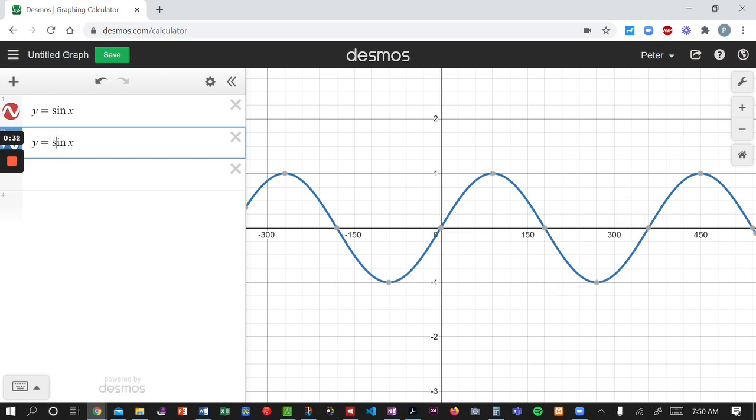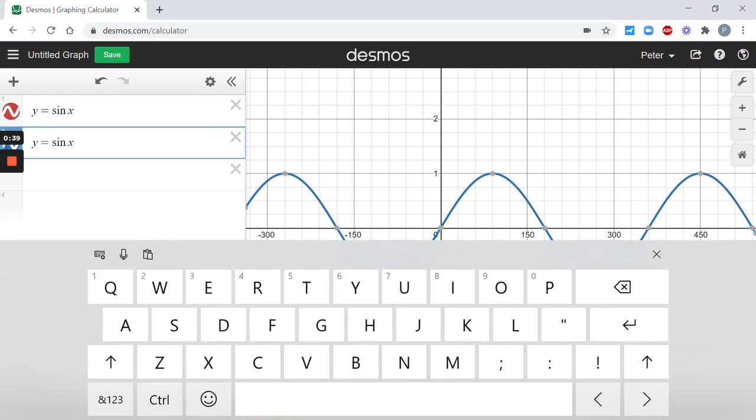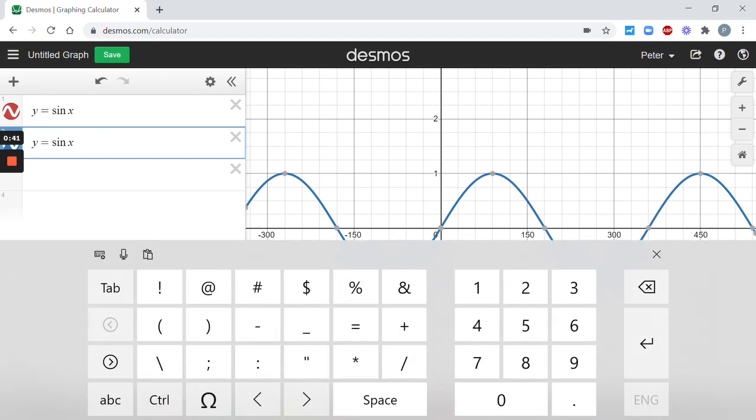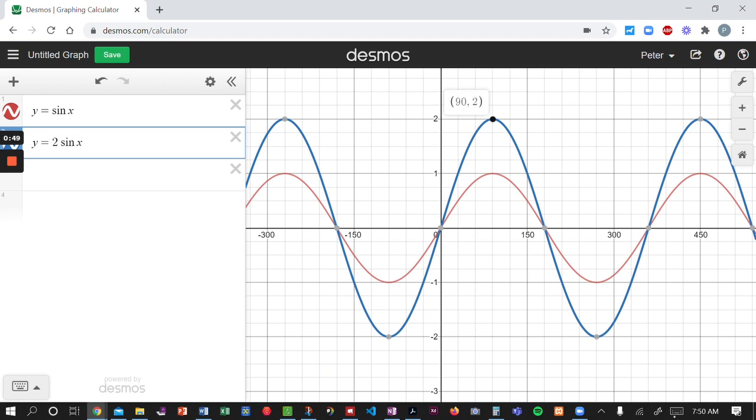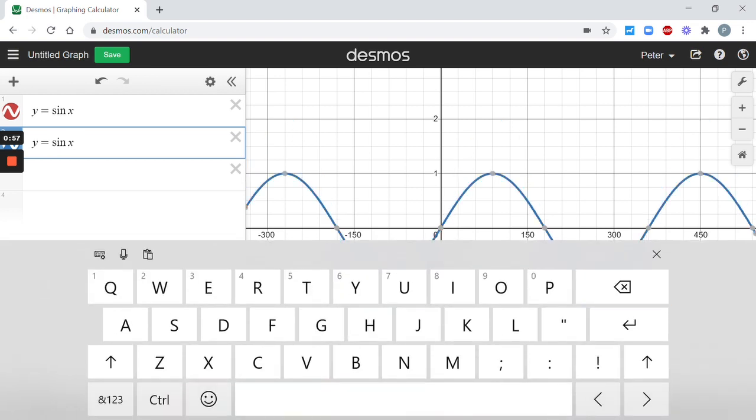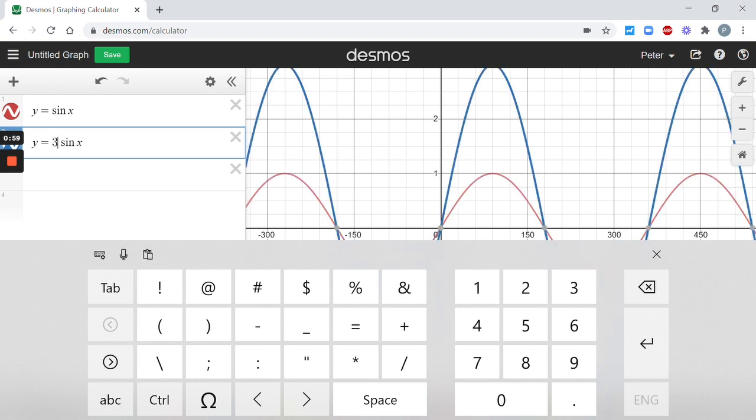So now if I change the number in front of sine, let's say I make it a 2. So now that increases the amplitude to 2, right? So it goes all the way up to 2 on the top of the wave, and it goes down to -2 on the bottom of the wave. Okay, and let's say we change it to 3, right? So now it's going to go all the way up to 3.